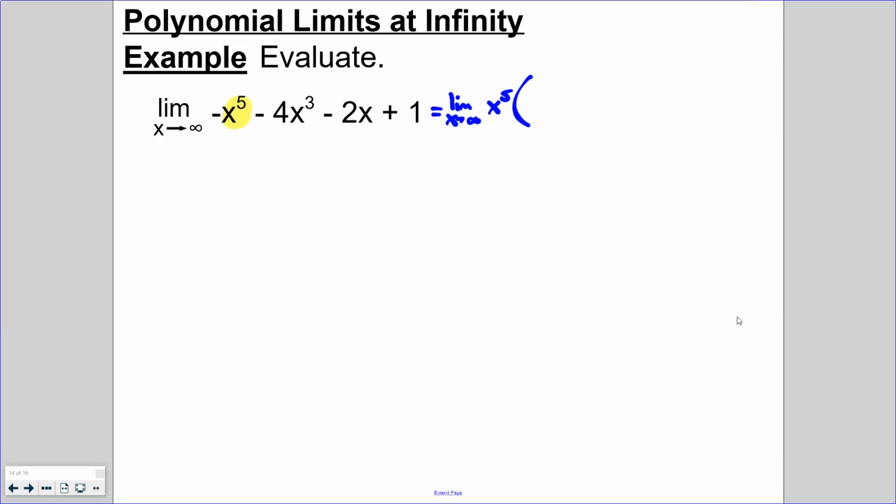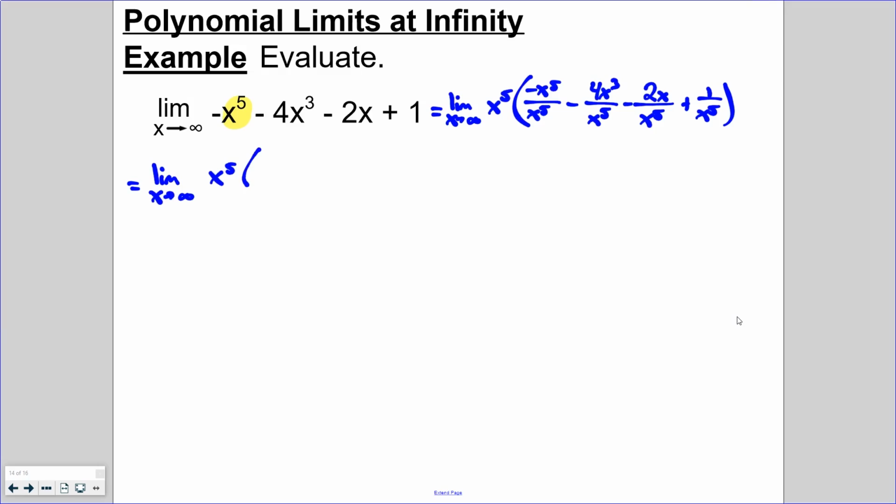x to the fifth times, let's see, we're going to get negative x to the fifth divided by x to the fifth, minus 4x cubed divided by x to the fifth, minus 2x over x to the fifth, plus 1 over x to the fifth. And then we can simplify that all out to get the limit, as x approaches infinity, of x to the fifth times negative 1 minus 4 over x squared, minus 2 over x to the fourth, plus 1 over x to the fifth.